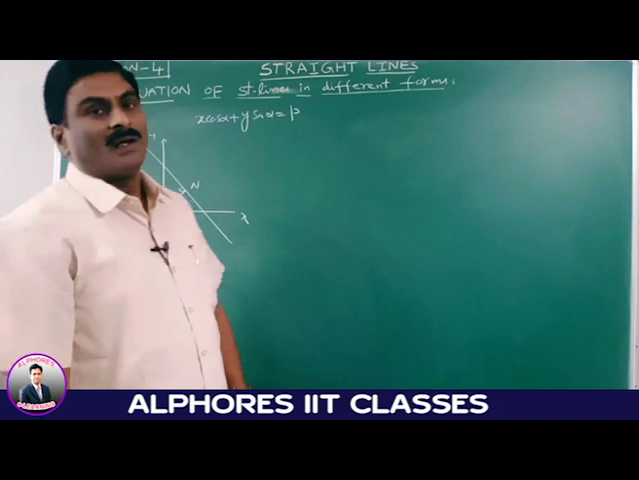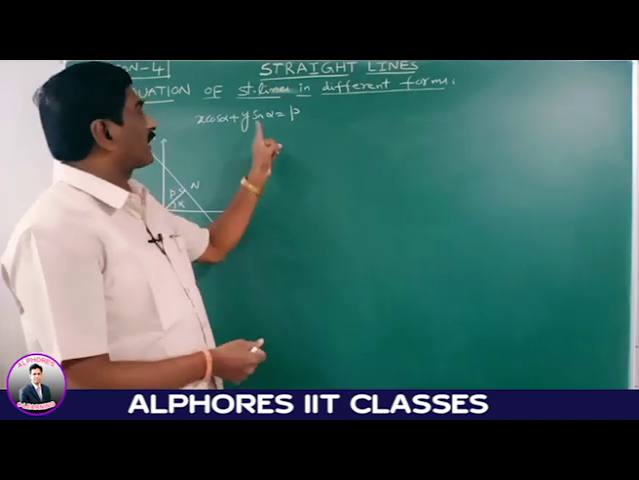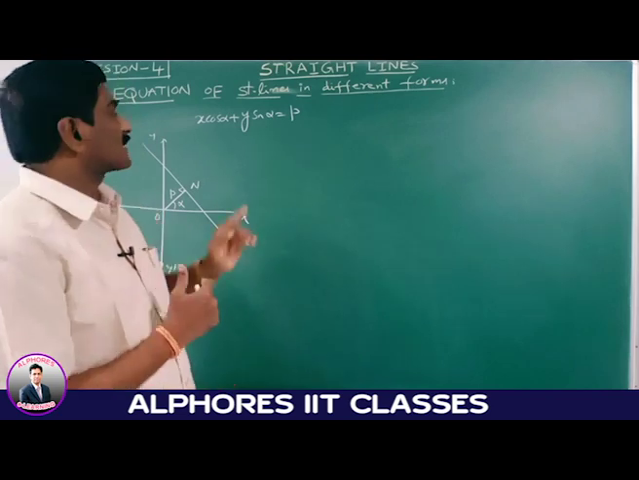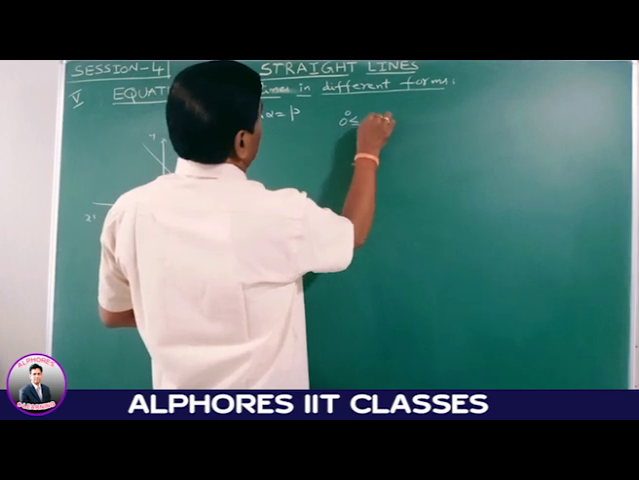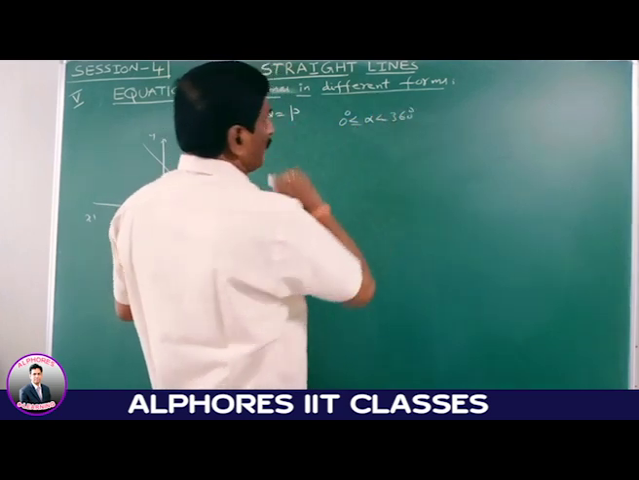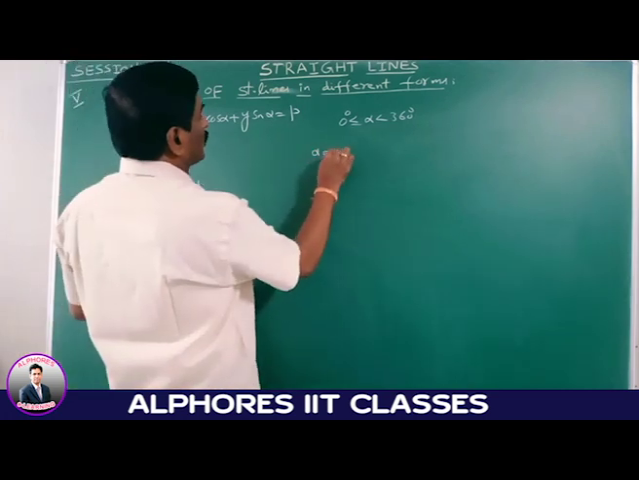Next, now we observe the graph of the straight line x cos alpha plus y sin alpha is equal to p for different values of alpha. What is the range of alpha? The range of alpha is 0 degrees less than or equal to alpha less than 360 degrees. First we consider the quadrant angles. Suppose alpha is equal to 0 degrees.